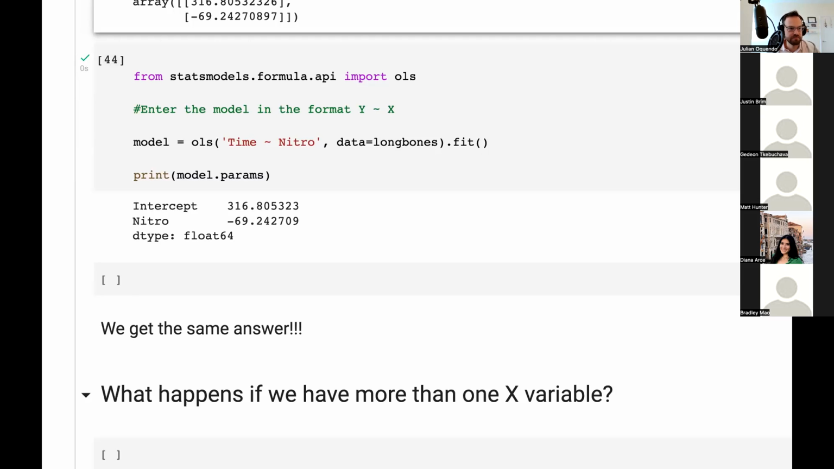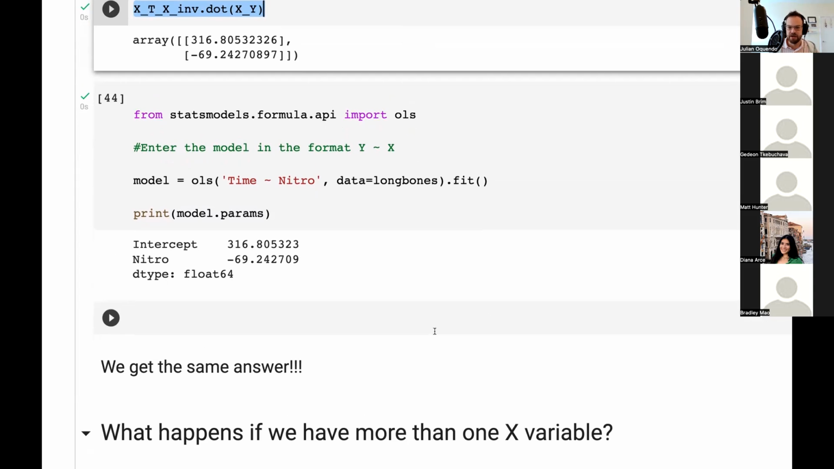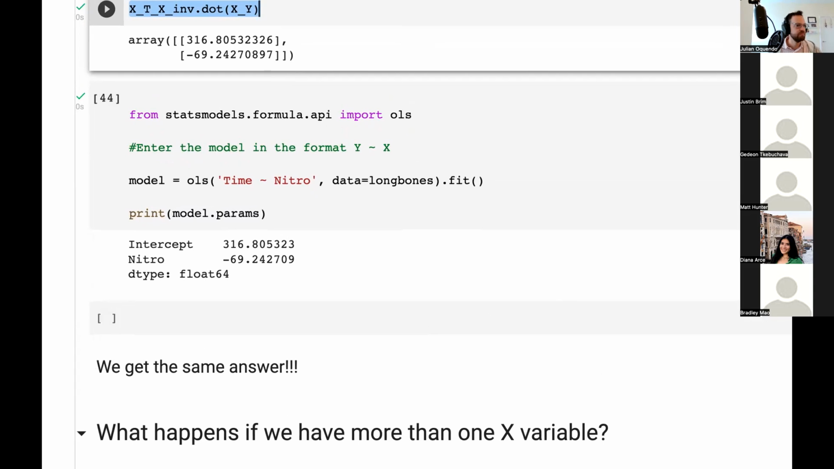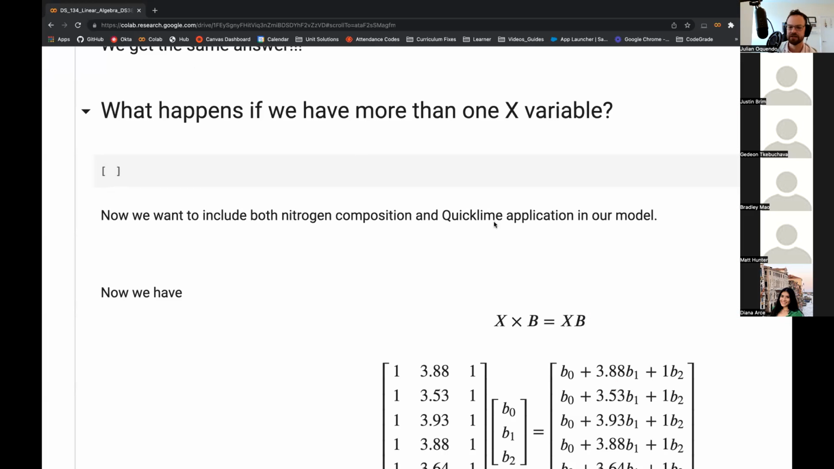Let's take a break with that in mind. When we come back, we'll take a look at how to do this with multiple linear regression. Let's come back at 15 after the hour. We'll take a look at this one more time, and then we'll talk a little bit about cosine similarity. Any questions that might have come up while we were on break?